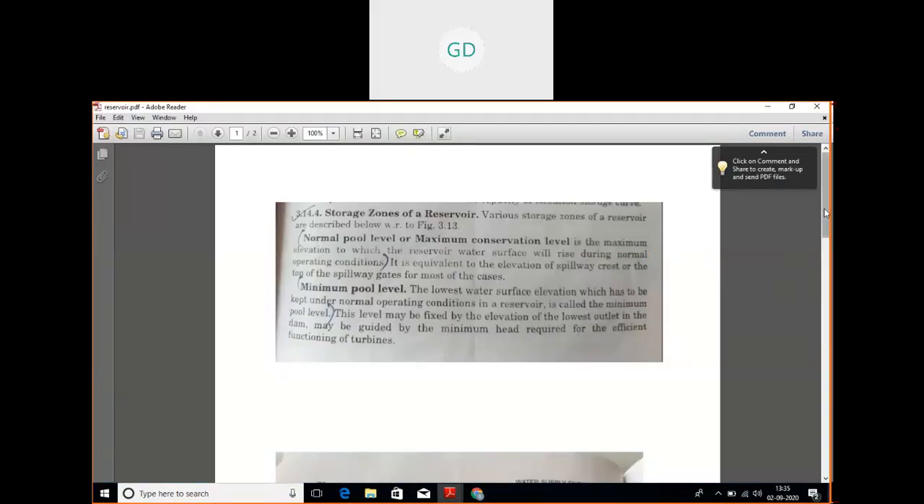So first of all, you do one thing. These storage zones of a reservoir, the notes which you will find in ERP, don't write that one. You take a snapshot of this screen, the one I am showing you right now. You take a snapshot of these definitions. These are from the book. So you take a snapshot of this, and later you write down in your copy. After the class ends, you write down these definitions in your copy. First, you take a snapshot of this one.